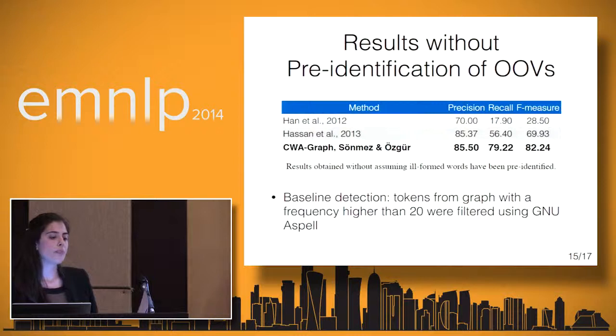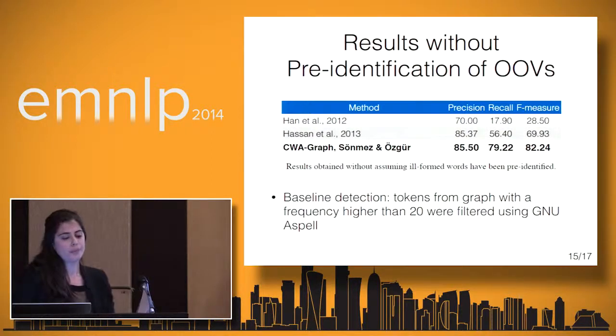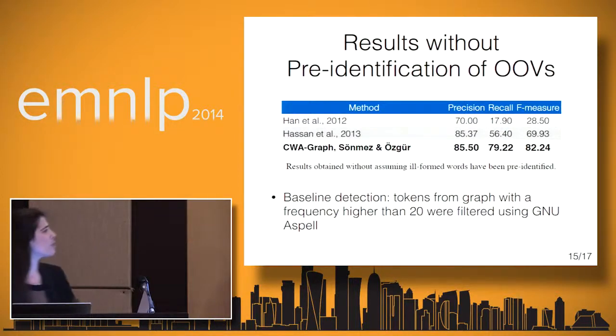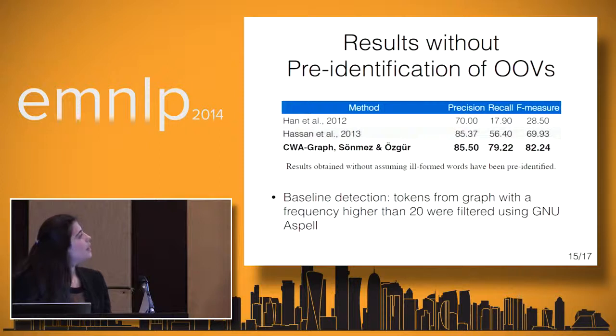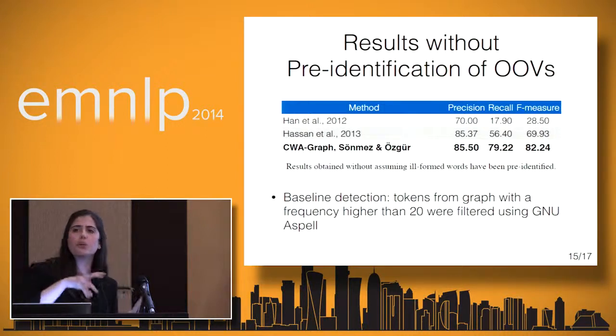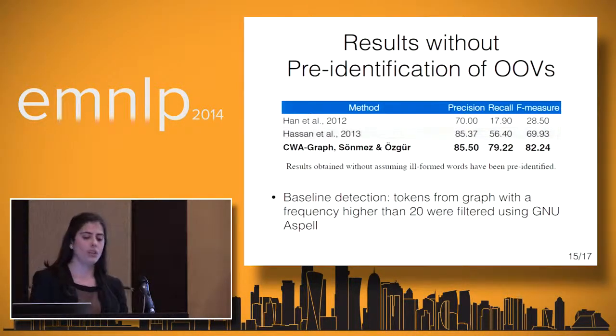Most of the previous work assumes that ill-formed words in the input text are pre-identified and performs only the second step. Without detection, they just normalize pre-identified ill-formed words. By implementing a baseline ill-formed word detection, we compared our system with other systems that perform detection. We used tokens from the graph with a frequency higher than 20. Those were filtered with the Aspell spell checker. And these are the obtained results. We believe that by obtaining a better OOV detection approach, these results can be further improved. The overall results show that using both input context and global context helps improve the task of text normalization.